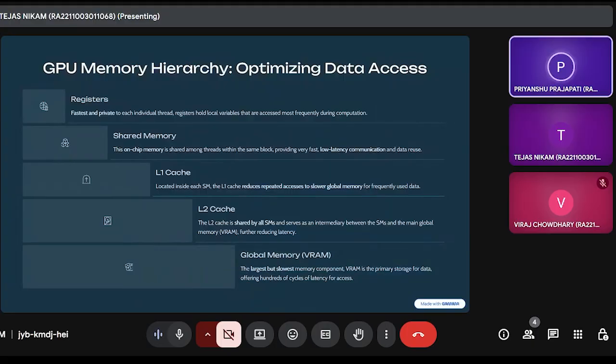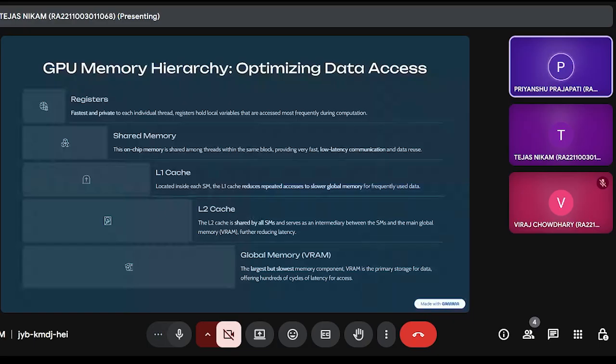L1 cache is located inside each shared memory. The L1 cache reduces repeated accesses to slower global memory for frequently used data. L2 cache is shared by all shared memories and serves as an intermediary between the shared memories and the main global memory, VRAM, further reducing the latency.